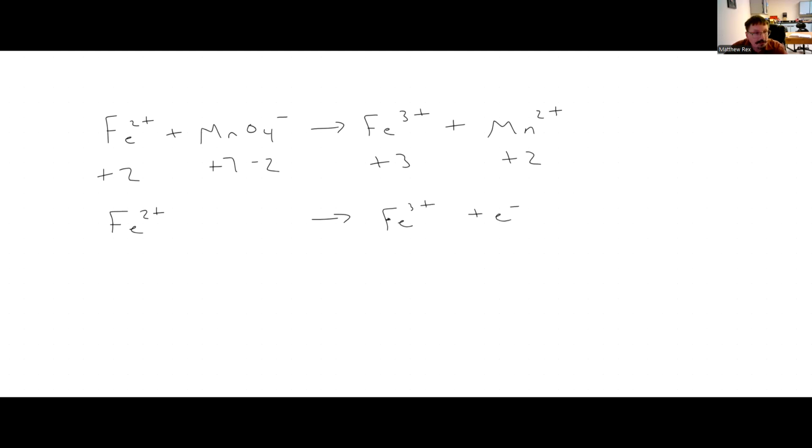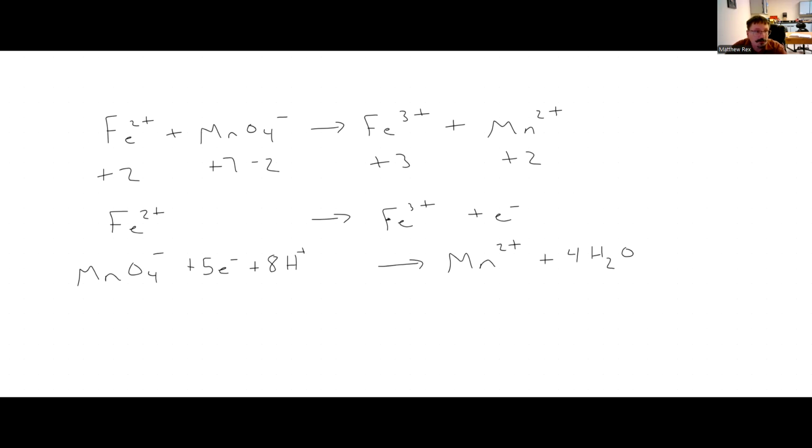For the manganese, we have MnO4 minus. It's going from a 7 to a 2. So it's gaining 5 electrons, going to Mn2 plus. Now the manganese are balanced, but the oxygens aren't. So I'm going to add 4 waters to this side to balance the oxygens. Now they're balanced, but I've got 8 extra hydrogens on the product side. So I'm going to add 8 H pluses here. And this is an acidic solution, so we're all done there.